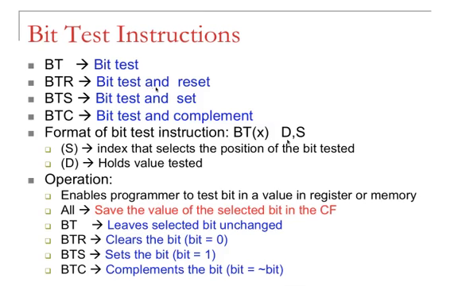It takes 2 operands, a destination operand and a source operand. The destination operand holds the value to be tested, and the source operand is an index that selects the position of the bit to be tested. So this is the index. Take the example of register AL, which is an 8-bit register. The index range will be from 0 to 7. If you have AX as the destination operand, that tells you 16 bits, so the index range will be from 0 to 15. We always count from 0 for the index.